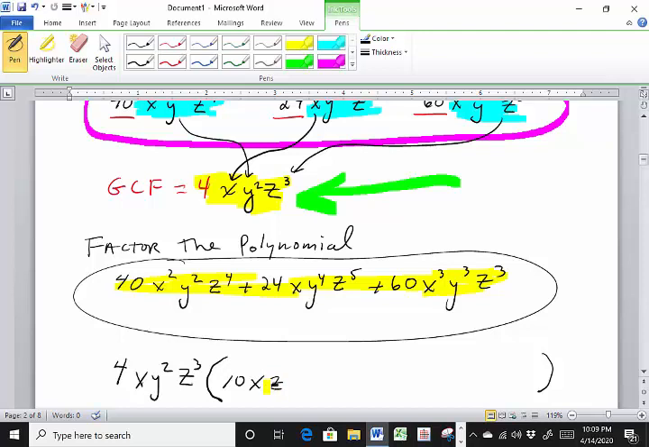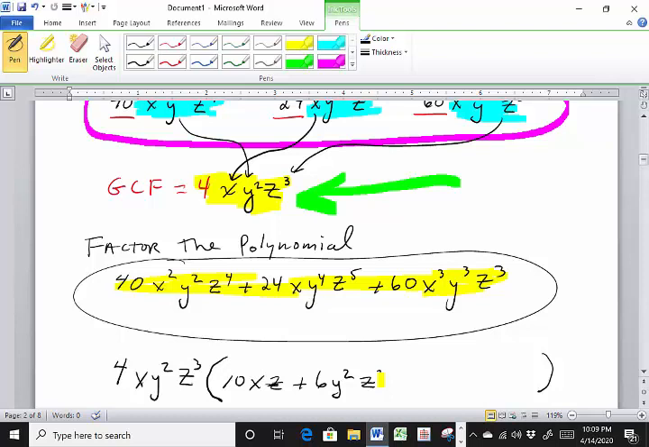All right, now, 4 times what gives me 24? Well, we know that is going to be 6. Then x times what gives me x? Well, 1 does, but we don't put the 1 down, so we just leave it alone because there's already an x in the GCF, right? Y squared times what gives me y to the 4th? Well, that's y squared. Okay, see how important it is to know your law of exponents? You have to add the exponents together, right? 2 plus 2 gives me 4. Then z cubed times what gives me z to the 5th? Well, that's going to be z squared because 3 plus 2 is 5.